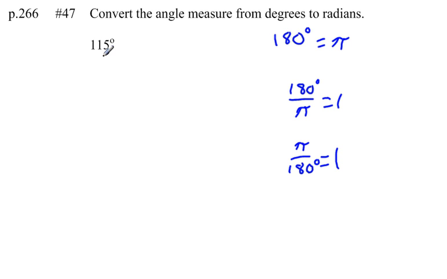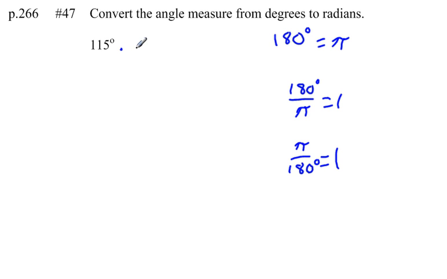So that means I can take this angle, 115 degrees, multiply by one of these fractions, and I will get an equivalent angle. So I'm going to pick one of these to multiply by. Which one should we choose? Well, what we want is we want the degree sign to cancel out. If I multiply by this top one, I'll have degrees times degrees, that won't cancel. If I multiply by this bottom one, let's do that.